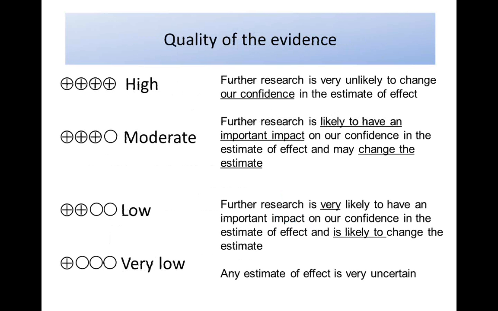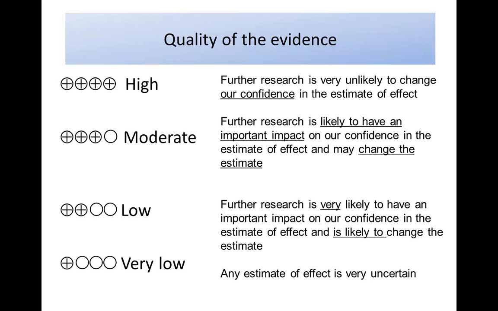And what does that mean? So in the GRADE system, what that means is that for low, further research is very likely to have an important impact on our confidence of the effect and is likely to change the estimate. So you can see they're talking about two things. They're talking about the confidence in our estimate and the actual number.